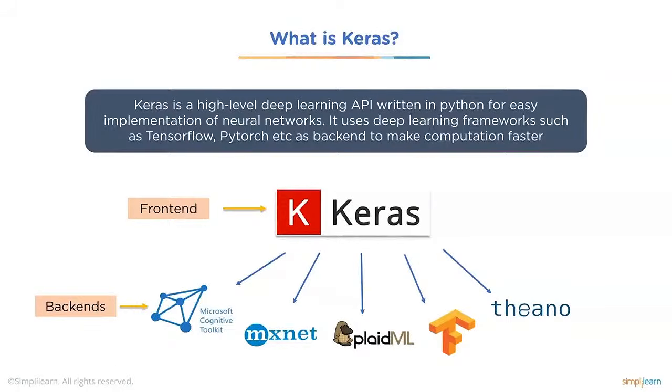So when we talk about what is Keras, Keras is a high-level deep learning API written in Python for easy implementation of neural networks. It uses deep learning frameworks such as TensorFlow, PyTorch, etc. as backend to make computation faster. And this is really nice because as a programmer, there is so much stuff out there and it's evolving so fast, it can get confusing. And having some kind of high-level order in there where you can actually view it and easily program these different neural networks is really powerful. It's really powerful to have something out really quick, and also be able to start testing your models and seeing where you're going.